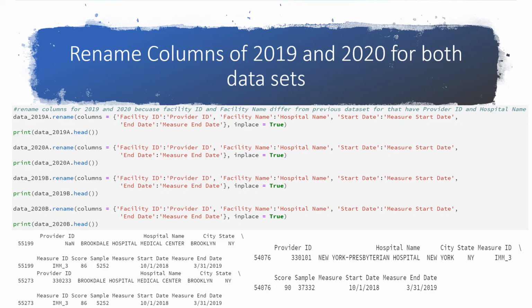All right, now that we have all of our data sets separated for Brookdale Hospital as well as New York Presbyterian Hospital, we'll go ahead and rename the columns for 2019 and 2020 so they're matching with the data sets from 2015 up and all the way through 2018. So go ahead and write these codes in.